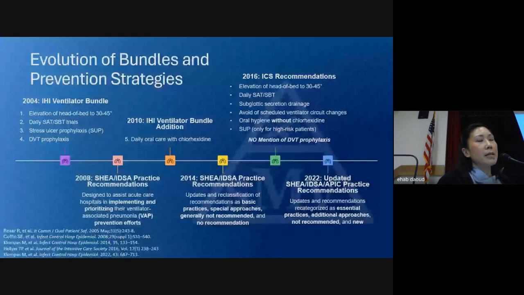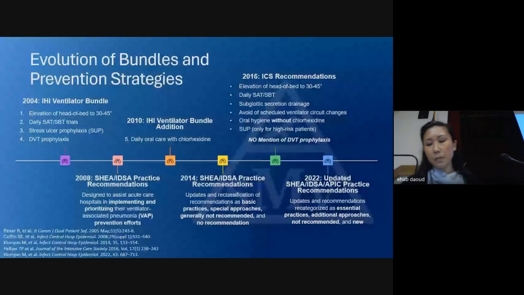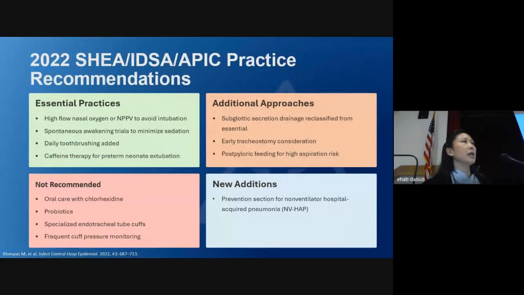And then the most latest update for ventilator bundles was in 2022. SHEA, IDSA, and the APIC committees, they put out other practice recommendations that, again, just recategorized a lot of essential practices, additional approaches, and things that are not recommended. So here are some of the recommendations. So these essential practices are things that should be adopted within practice.